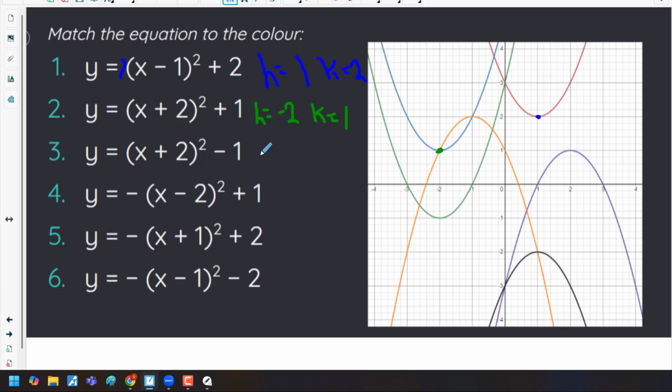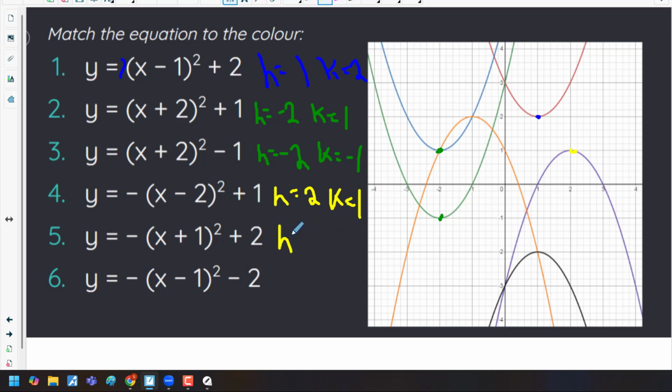And then we're just going to keep doing this. So h is equal to -2, k is equal to -1. Go back to -2, go down to -1, and we know this has to be green. Easy peasy. Next, we have h is equal to +2, k is equal to +1. So 2, 1. Here we go, purple. That's it.